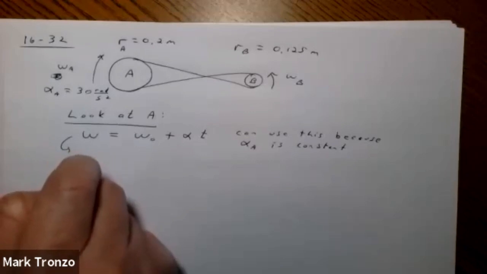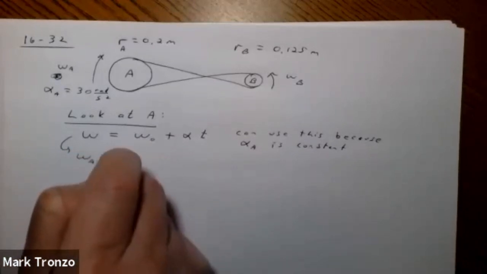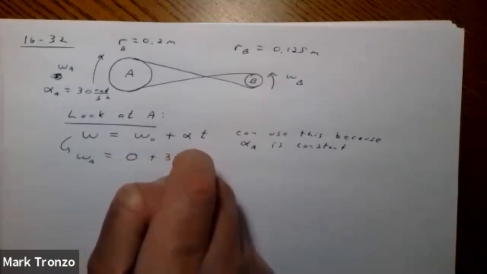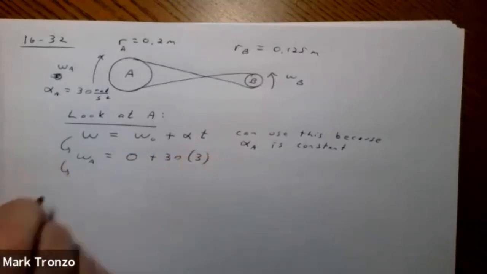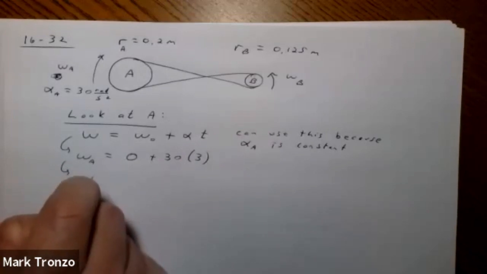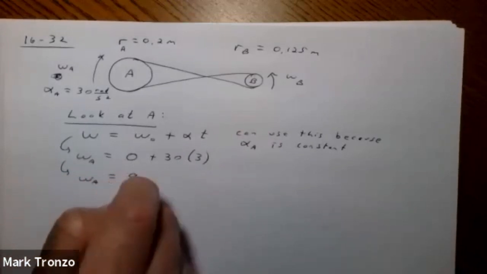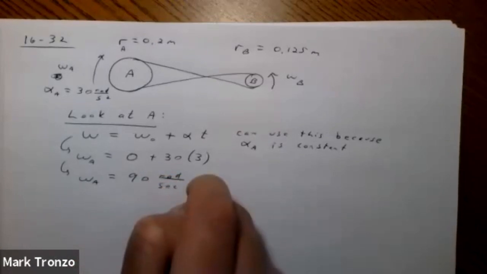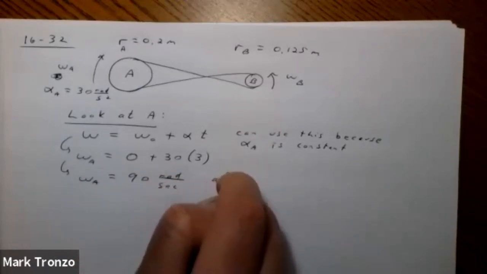So this is starting at 0, plus 30 radians per second squared times 3 seconds. So this comes out to be 90 radians per second. So this, again, is after 3 seconds.